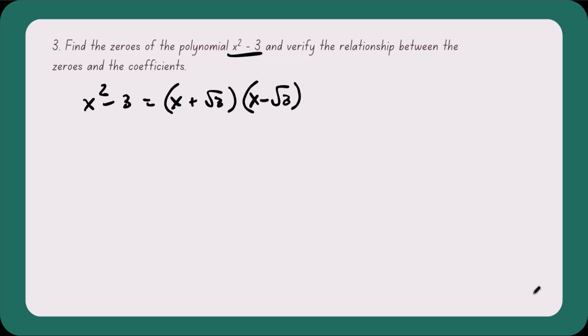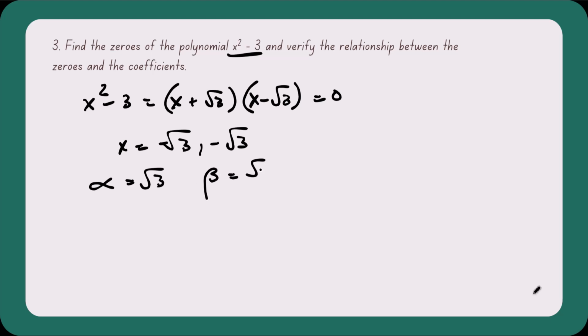So what is my b here? b here is root 3, correct? So that is the idea. What is a? a is x. So what is my x here? If this is equal to 0, what is my x? x is root 3 and minus root 3. Very simple. So here alpha is root 3, beta is minus root 3. So what is alpha plus beta? Alpha plus beta will become equal to root 3 plus minus root 3, right? Now one is plus and one is minus, right? Just checking. Yeah, one is plus and one is minus.